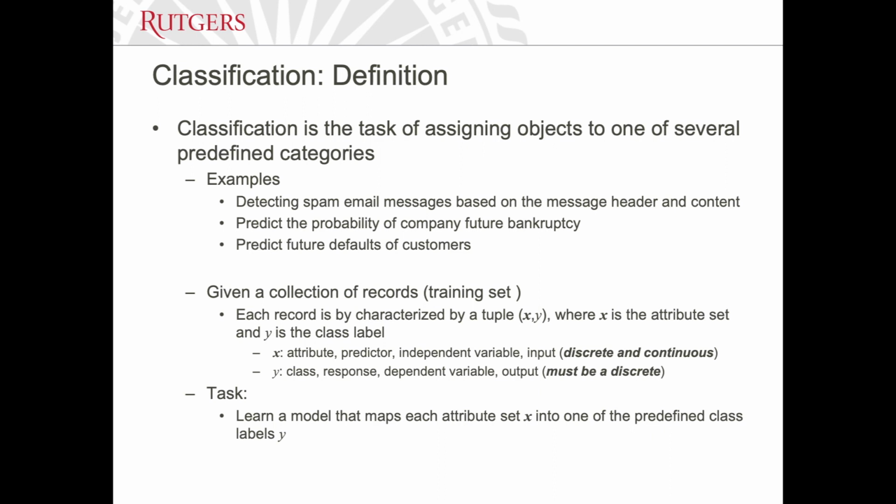The class label y must be a discrete attribute. This is a key characteristic that distinguishes classification from regression. Therefore, classification can be defined as the task of learning a classification model that maps each attribute set x to one of the predefined class labels y. Classification techniques are most suited for predicting or describing data sets with binary or nominal categories. Oftentimes, when we perform classification tasks, we need to convert the data type, such as from numeric to nominal.